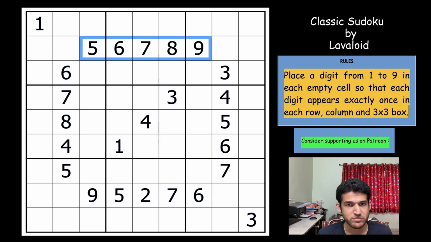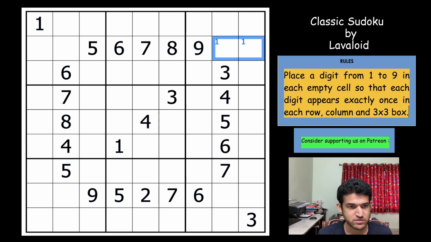1 in row 2 has to be in one of these two cells, and 1 in box 4 has to go here. That gives 1 in column 2 here. Okay, there is only 1 2 in the grid, so I don't think we can make much headway with the 2's, but I noticed that 1 can be restricted to these two cells, so I'm just making them as pencil marks.